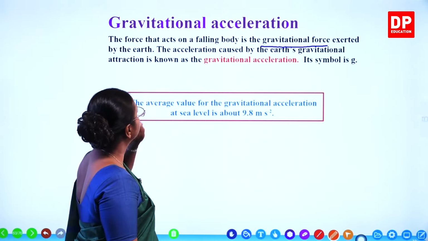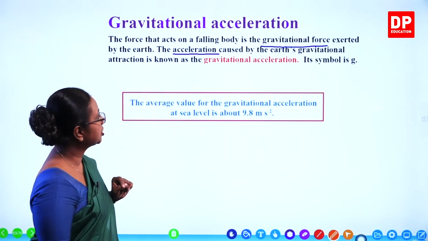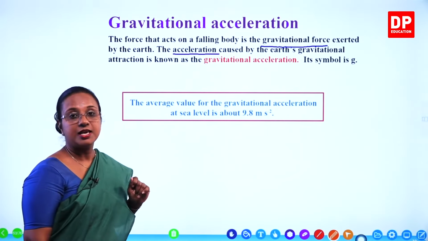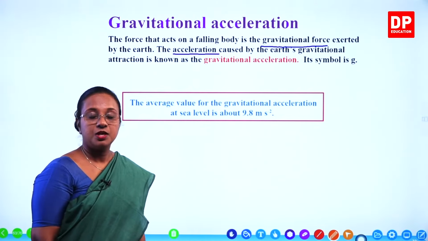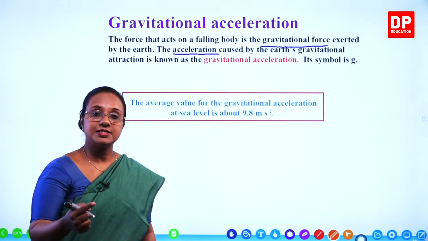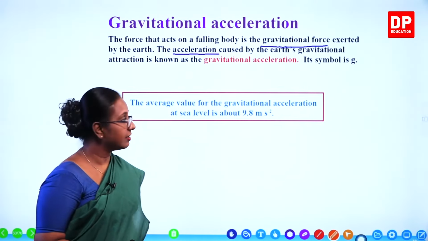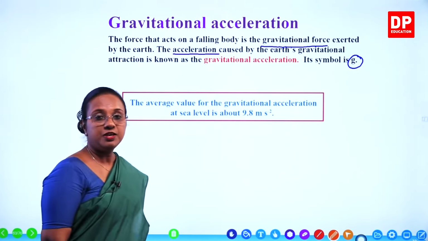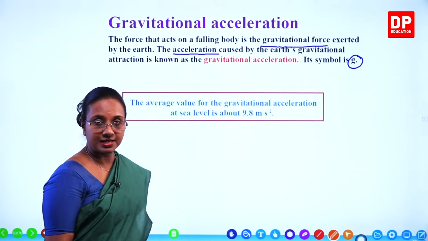And this force generates an acceleration. The acceleration caused by the Earth's gravitational attraction is known as the gravitational acceleration. So, the Earth exerts a gravitational force which causes an acceleration, that is called the gravitational acceleration. This has a symbol, simple g. We use simple g as the symbol for gravitational acceleration.